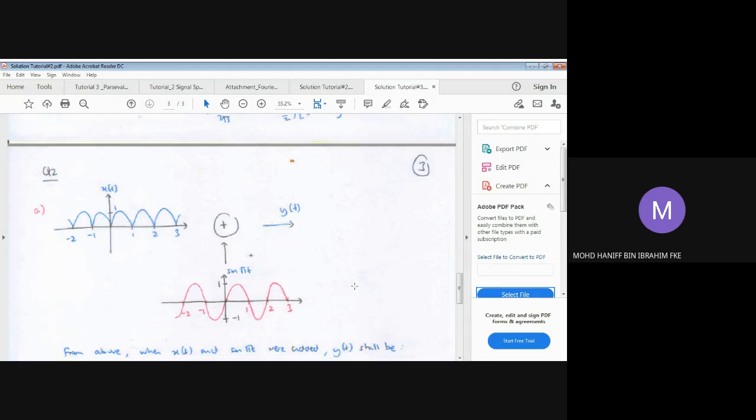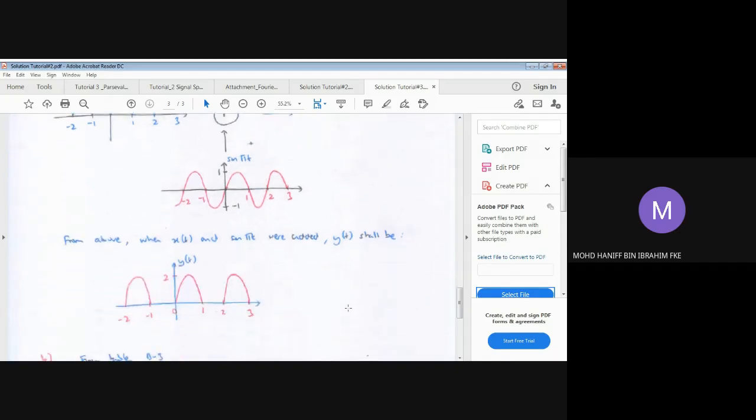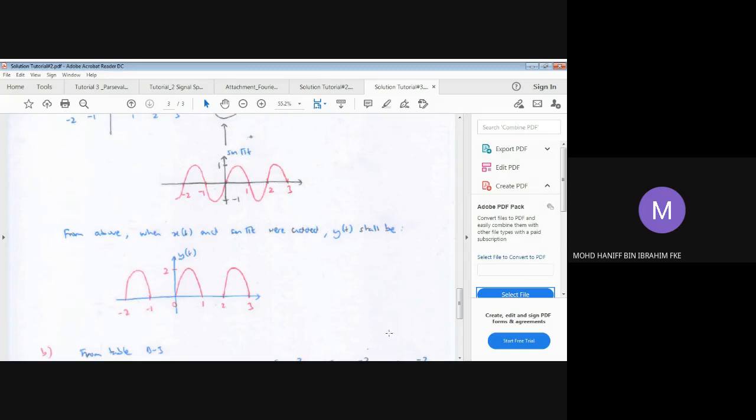So as a result, your y(t) should look like this, in which part of the signals are added and part of the signals are cancelled out. So that should be your y(t) signal. Hopefully you understand the solutions on the addition and the cancellation of the signals, both x(t) and sine pi t.